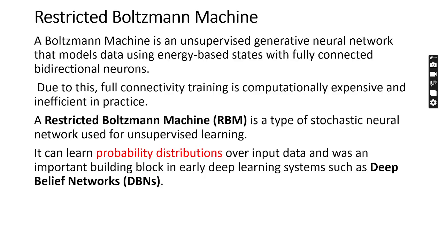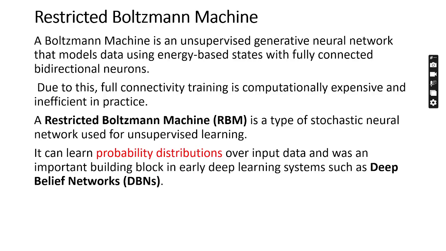It has fully connected bidirectional neurons. There will be multiple neurons which are connected bidirectionally. That's why they are considered bidirectional neurons. Due to these bidirectional neurons, full connectivity training is computationally expensive and inefficient in practice.